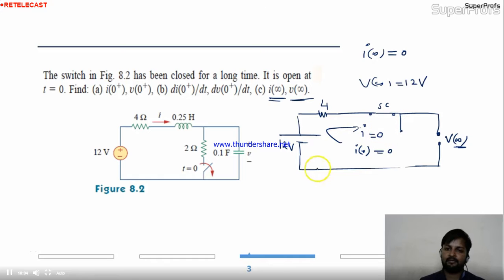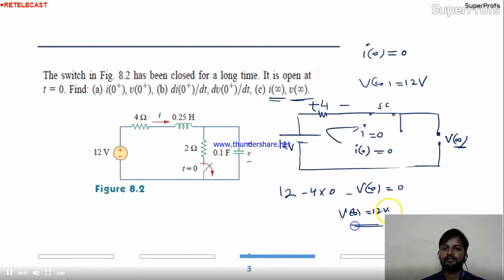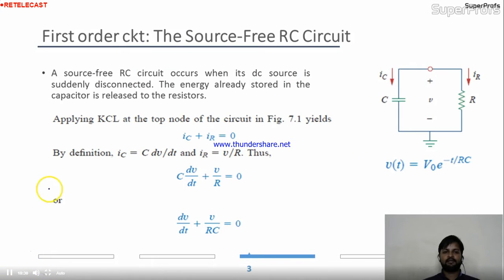Or you can apply the KVL over here. 12 minus 4 into current 0, minus V infinity equal to 0. So V infinity is nothing but 12 volt. So this is all about this question. Okay, this is very important as far as the basic concepts are concerned. Okay, now come to the next one.